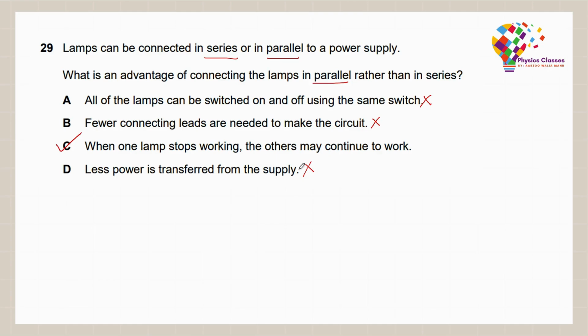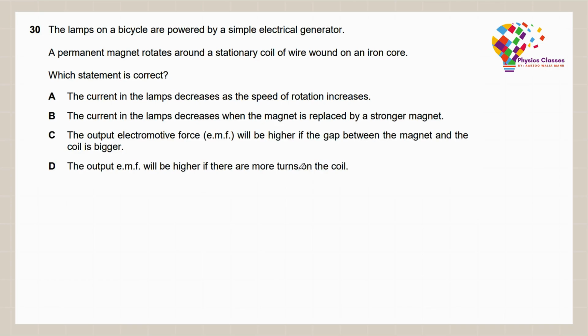Let us move on to question number 30. The lamps on a cycle are powered by a simple electrical generator. A permanent magnet rotates around a stationary coil of wire on an iron core. Which statement is correct? The current in the lamps decreases as the speed of rotation increases. See, this idea is wrong, because the current should increase if the speed of rotation increases, because the induced EMF increases.